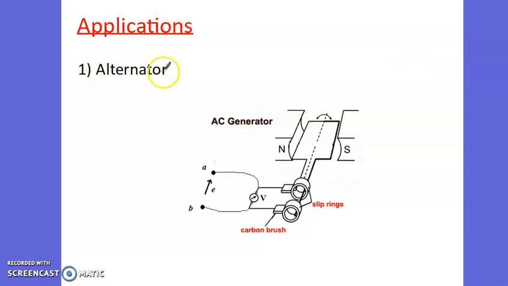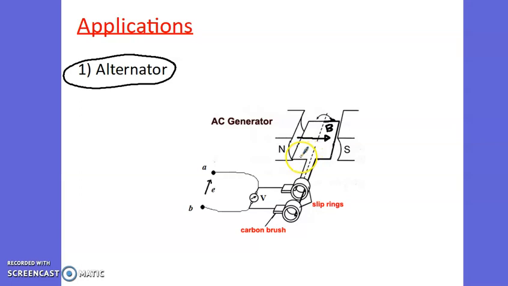Application: alternator. What is an alternator? You know alternator. You've learned many times, or you've heard many times about alternator. You see here, an alternator is an AC generator. This is the coil, a flat rectangular coil, and this is a U-shaped magnet, which maintains a uniform magnetic field from N to S. Now you rotate the coil.